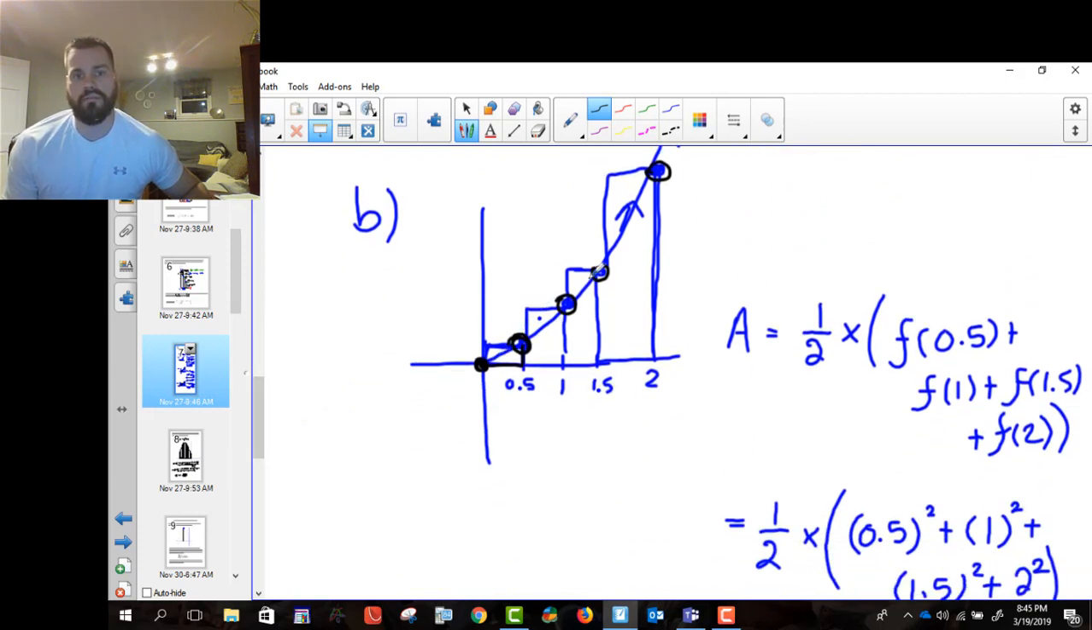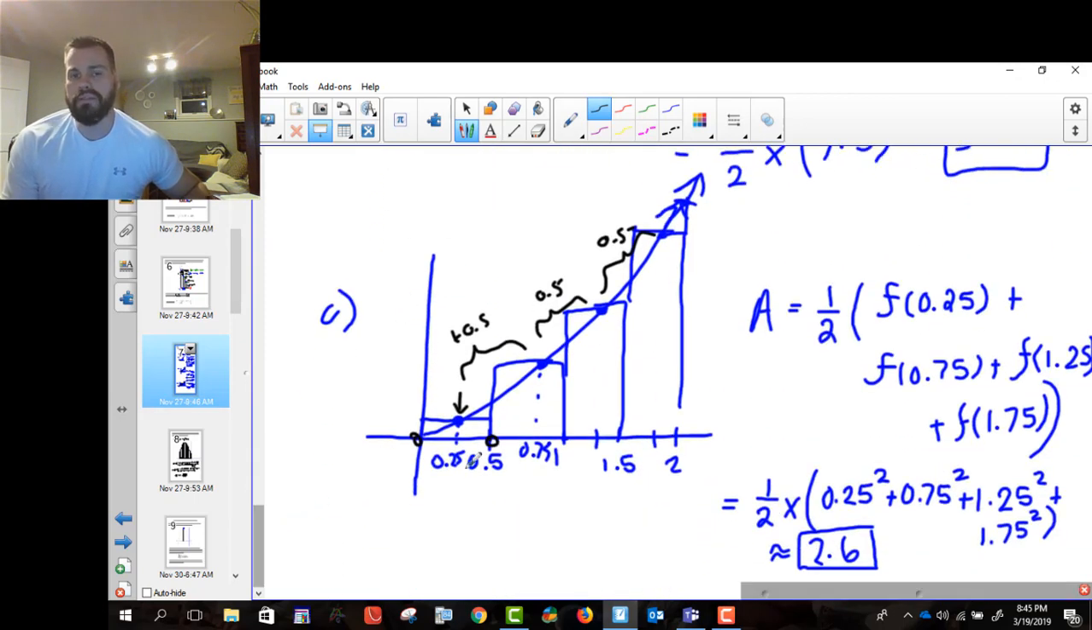We missed area under the curve and sort of overshot it. So we have extra area. This one's not bad. It's pretty close. The actual value of the integral is 2.6 repeating, so it's pretty close, but it's not perfect.